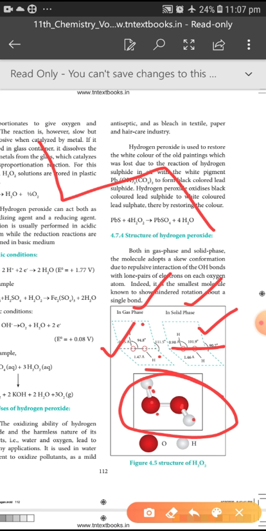In the solid phase, the dihedral angle is reduced to 90.2 degrees due to hydrogen bonding, and the OOH angle expands from 94.8 to 101.9 degrees.